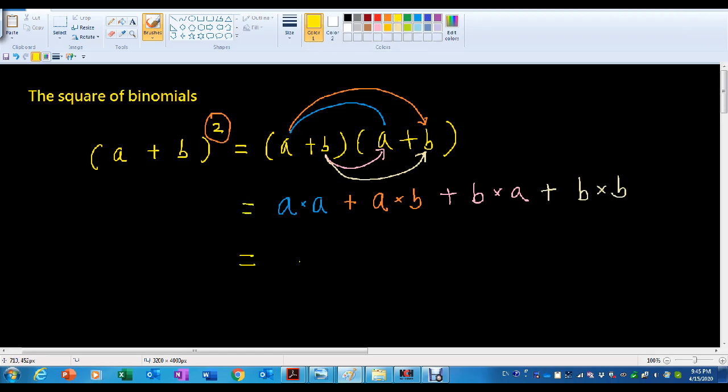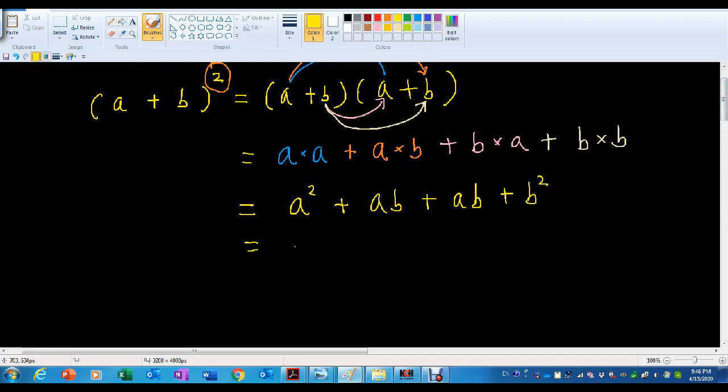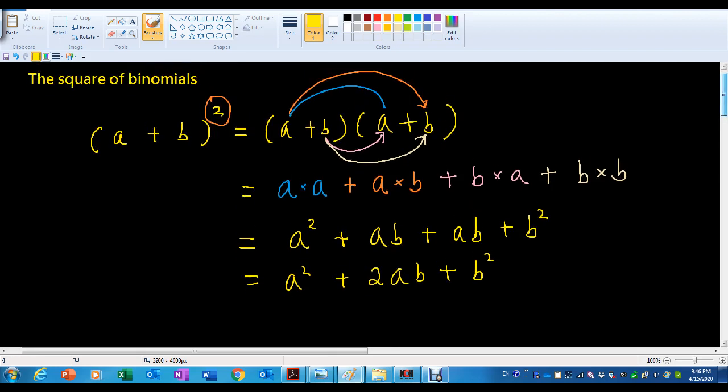Then we need to simplify them. It becomes a squared plus ab plus b times a. We know that b times a and a times b are the same, so we write ab as well. And b times b is b squared. Then you will have a squared plus 2ab plus b squared. So that will be the answer.